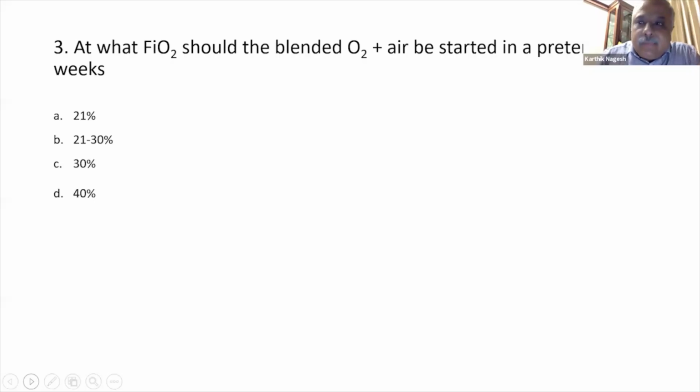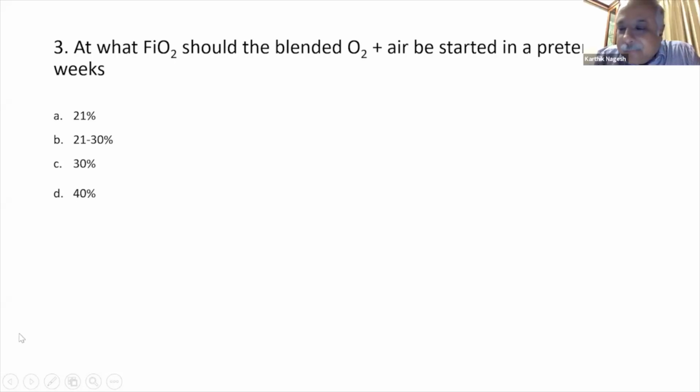Now, at what FiO2, and I presume all of you are now convinced that you need to use an oxygen air blender in the delivery room for a preterm especially. 30%? Okay, Dr. Anand. Fantastic. Sir, can I answer? Yes, Dr. Raju. So for preterm babies, it should be between 21 to 30%. For me, it's 21 to 30%.